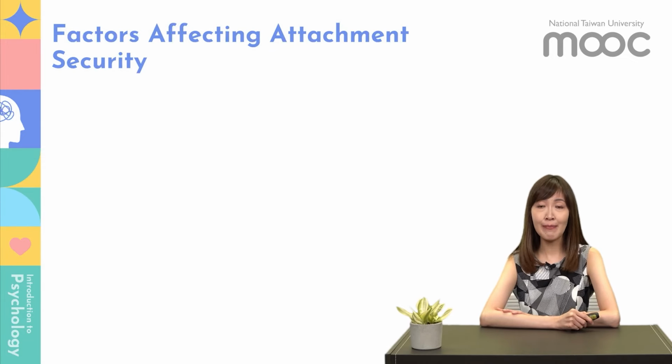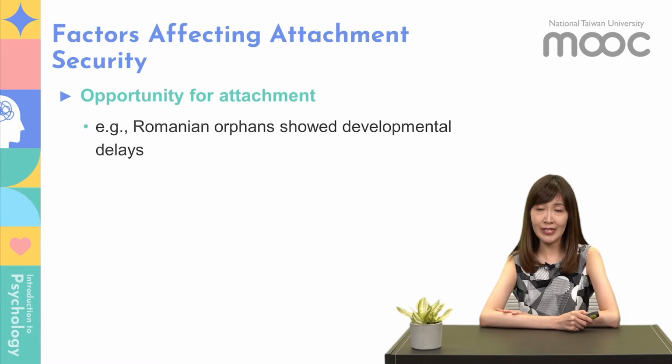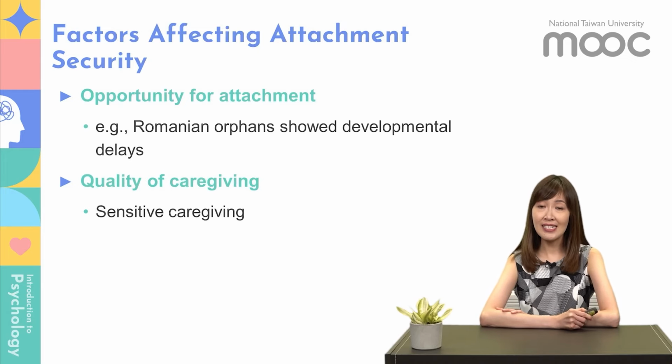Well, there are several factors that may influence how babies form secure attachment with their caregivers. For example, the opportunity for attachment. Studies with Romanian orphanages found that if babies were separated from their parents from a very young age, they were more likely to have some problem behaviors or delays in their development, including their IQ, their social development, and their interaction with others. However, the recovery was rapid once they were adopted. Once they had the opportunity to form the attachment with other people, then they will show the recovery in their developmental outcomes.